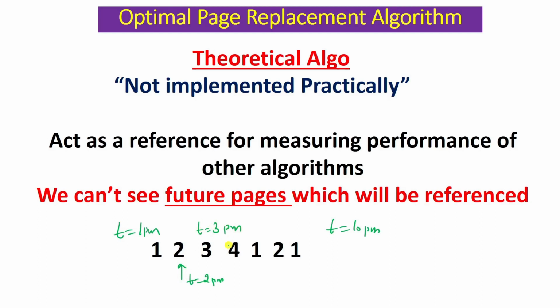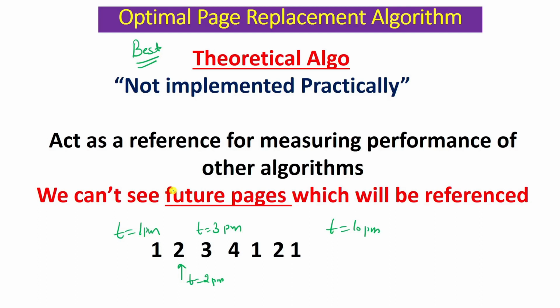But we cannot say which page number will be asked or referenced in the future, at t equal to 3 p.m., or at t equal to 4 or 5 p.m. This is just the snapshot, because in real time we will not know which pages can be demanded. So this was the limitation of the optimal page replacement algorithm. It can't be implemented practically, but it was the best algorithm. It will always give the least number of page faults.